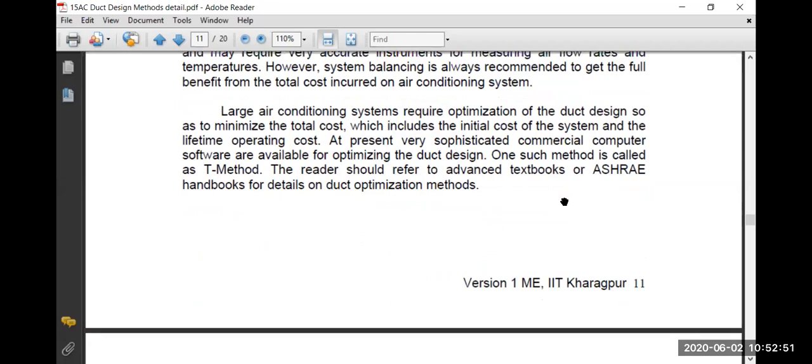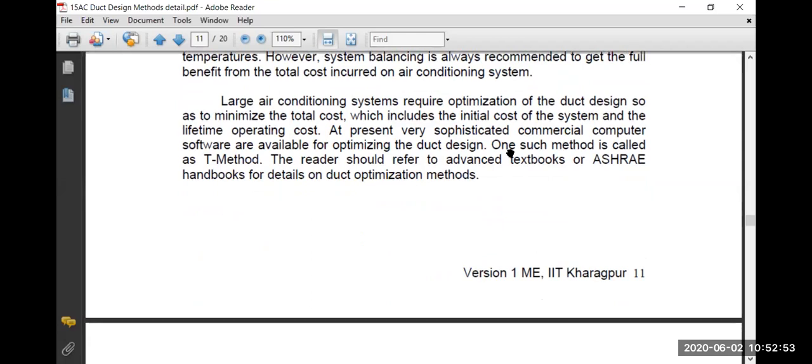So large air conditioning systems require optimization of the duct system, duct design, so as to minimize the total cost, which includes initial cost of the system and lifetime operating cost. At present, very sophisticated commercial computer software are available for optimizing the duct design.